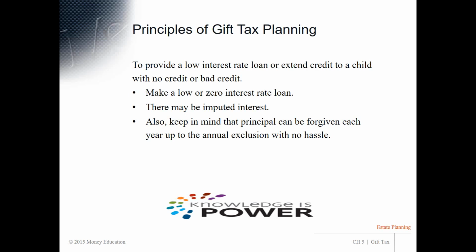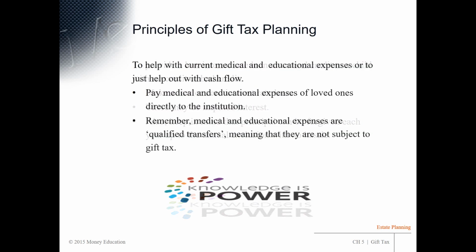But remember, there will be imputed interest, which is considered a gift. Also, keep in mind, this is a really important tax planning principle, that principal can be forgiven each year up to the annual exclusion, I say with no hassle, right? Again, without filing a tax return. So you could forgive $15,000 of the principal every year, and it is a gift, but it doesn't count toward the annual exclusion. You don't have to pay gift tax. You don't even have to file a tax return if it's $15,000. And if it's a husband and wife, you can each forgive $15,000 a year.